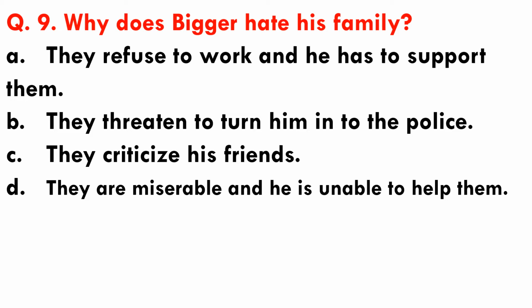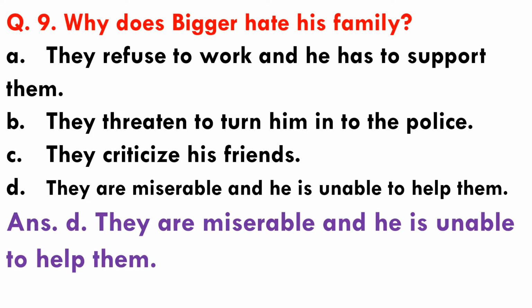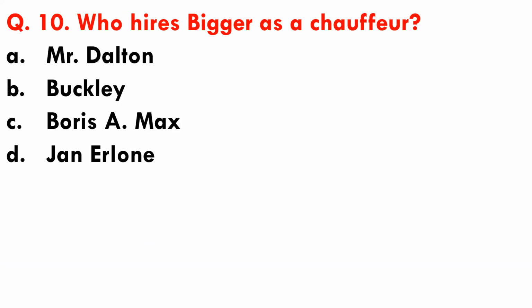Options are A. They refuse to work and he has to support them. B. They threaten to turn him into the police. C. They criticize his friends. And D. They are miserable and he is unable to help them. So Bigger hates his family. What is the reason? The reason is that his family members are miserable and he is unable to help them. So option D is the correct answer.